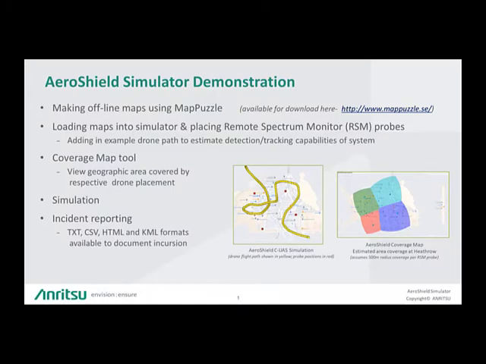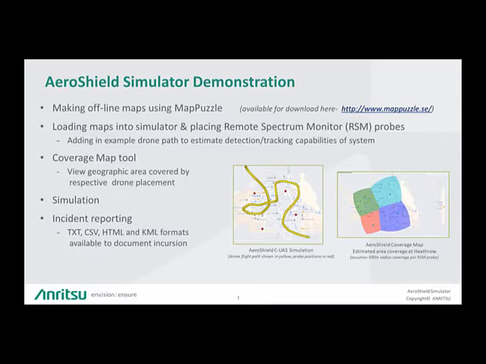This video is a demonstration of the AeroShield simulation tool. This utility allows the user to position remote spectrum monitor probes on a map and estimate how well the placements cover a given geographic area. As an example, we'll use the Heathrow Airport area.